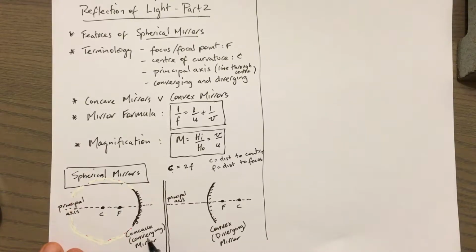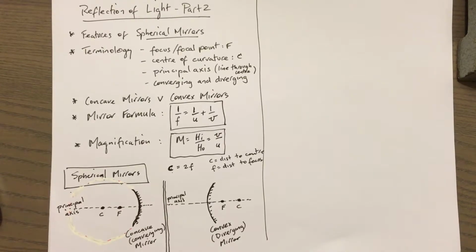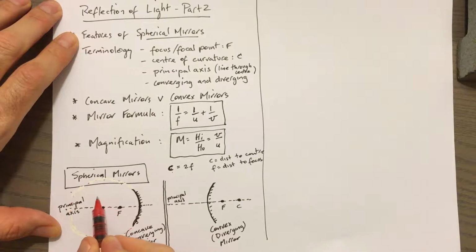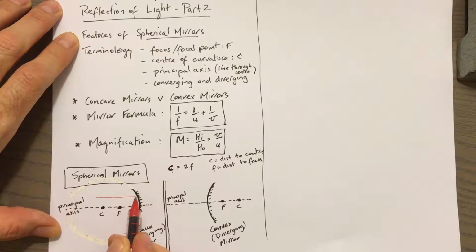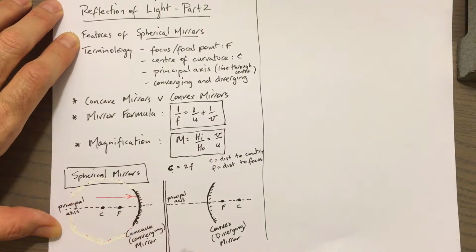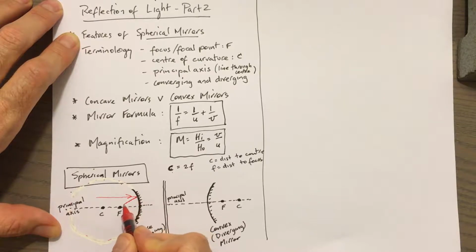To see why one is converging and one is diverging, let's put a few rays in. We looked at ray diagrams in the last lesson. So what if I have a parallel ray, a ray running parallel to the principal axis, coming in and hitting the mirror? By the law of reflection, we know that the angle of incidence equals the angle of reflection, and what we'll find is that this ray will reflect back through the focal point.